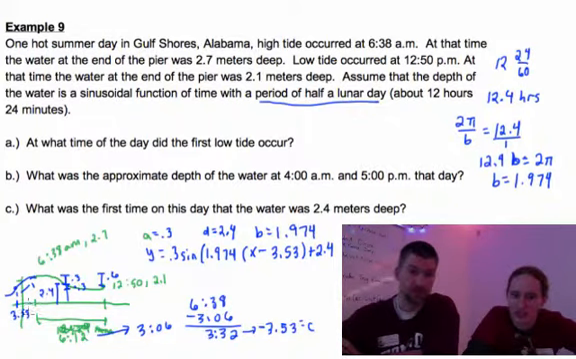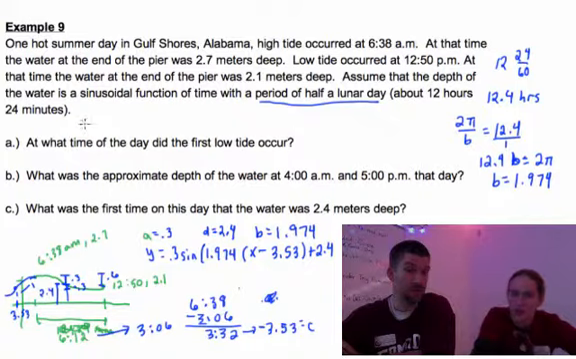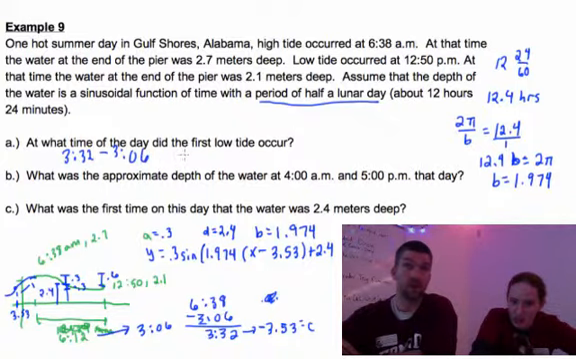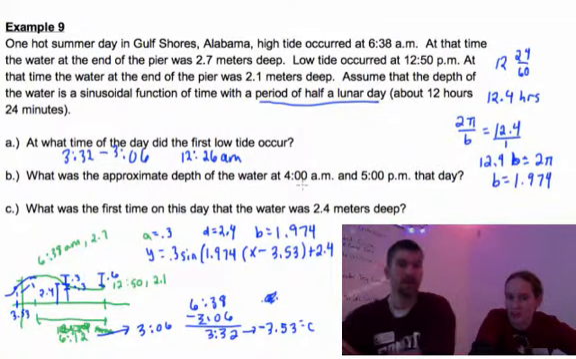So we need to go back another 3 hours and 6 minutes from our starting time, which was 3:32. So 3:32 a.m. minus 3:06 is going to be 12:26 a.m. as the first low tide. It happens right after midnight. Yeah. What was the approximate depth of the water at 4 a.m. and 5 p.m. that day?